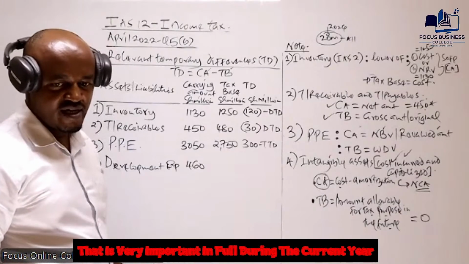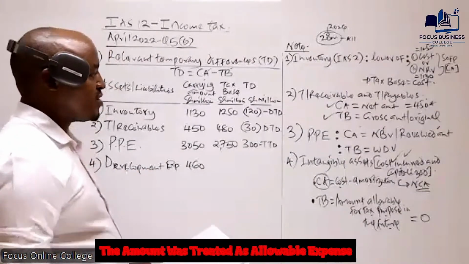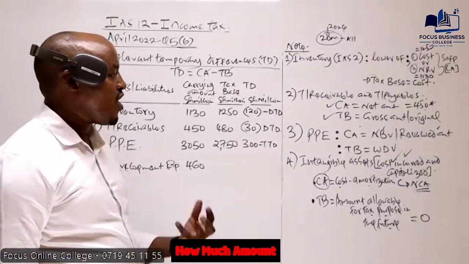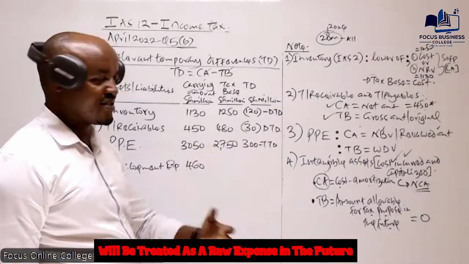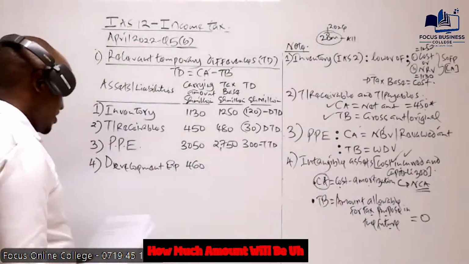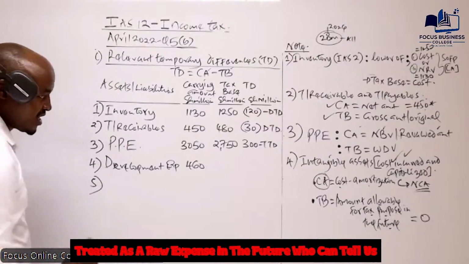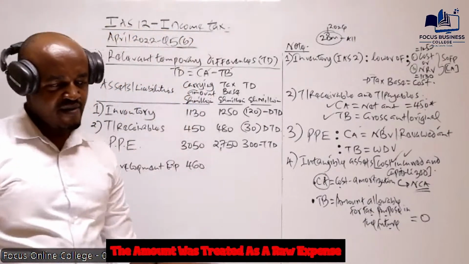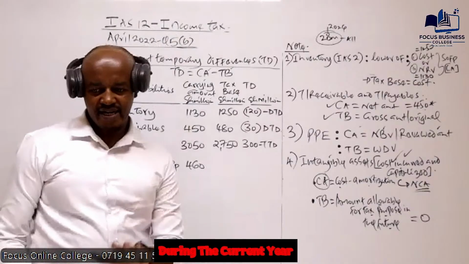That is very important, in full during the current year. The amount was treated as allowable expense during the current year. Then we need to ask ourselves, how much amount will be treated as allowable expense in the future? Based on what I've explained here, how much amount will be treated as allowable expense in the future? Who can tell us? The amount will be treated as allowable expense in the future.